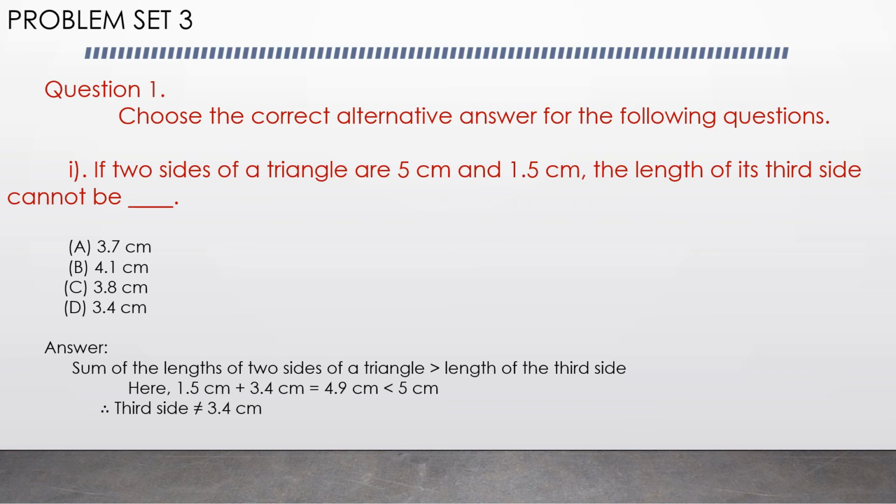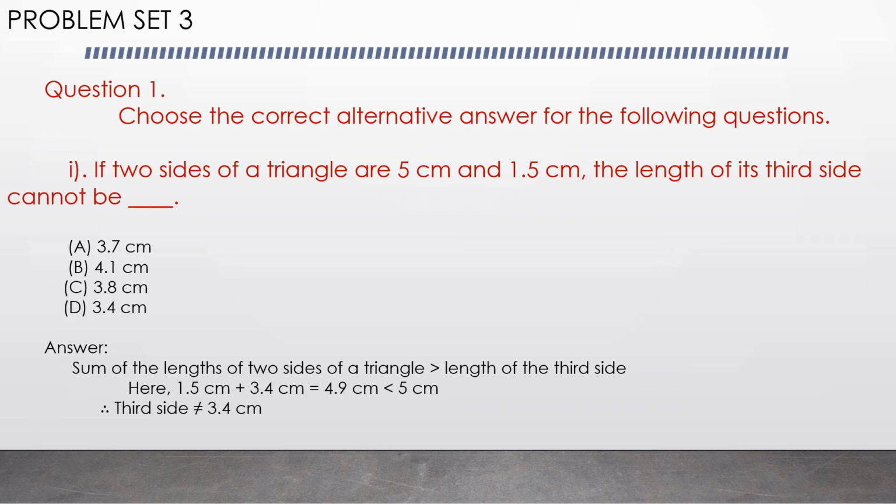Therefore, here I am taking 1.5 plus 3.7, that is equal to 5.2, which is greater than 5 centimeter. Therefore, it may be the third side. And next is 1.5 plus 4.1 is 5.6. That also is greater than 5 centimeter. And next is 1.5 plus 3.8, that is 5.3 centimeter. That also is greater than 5 centimeter.